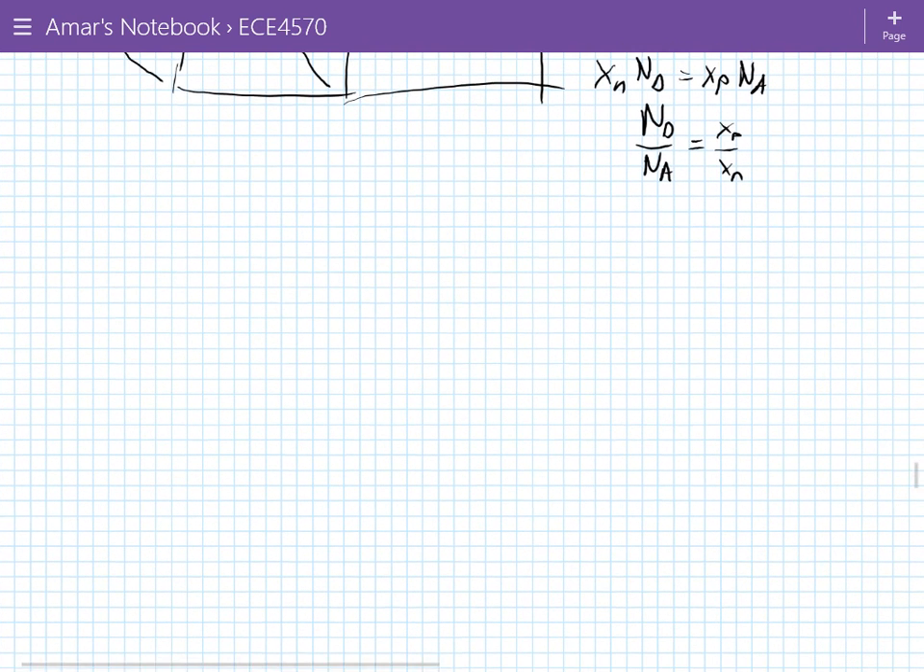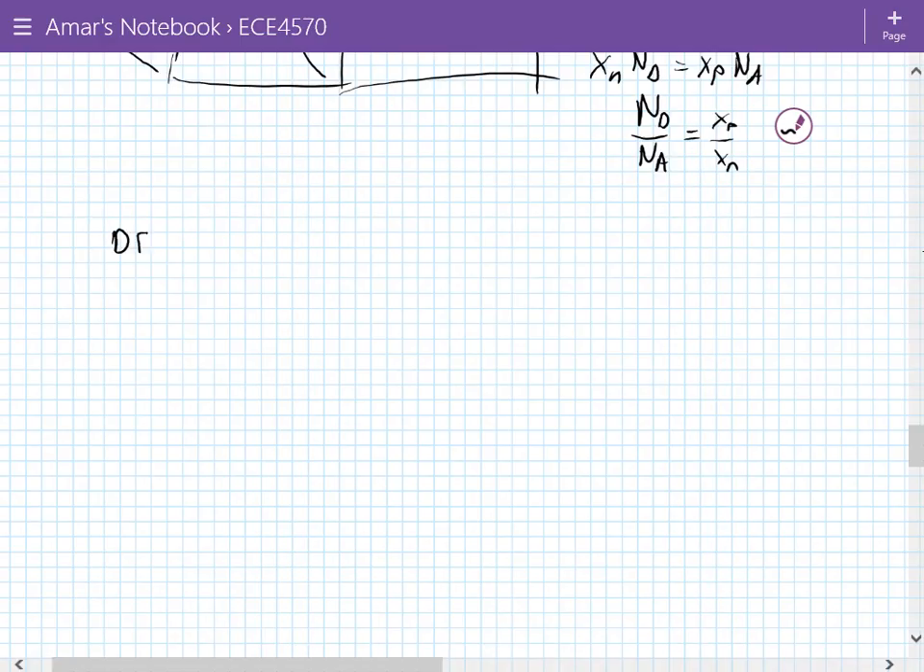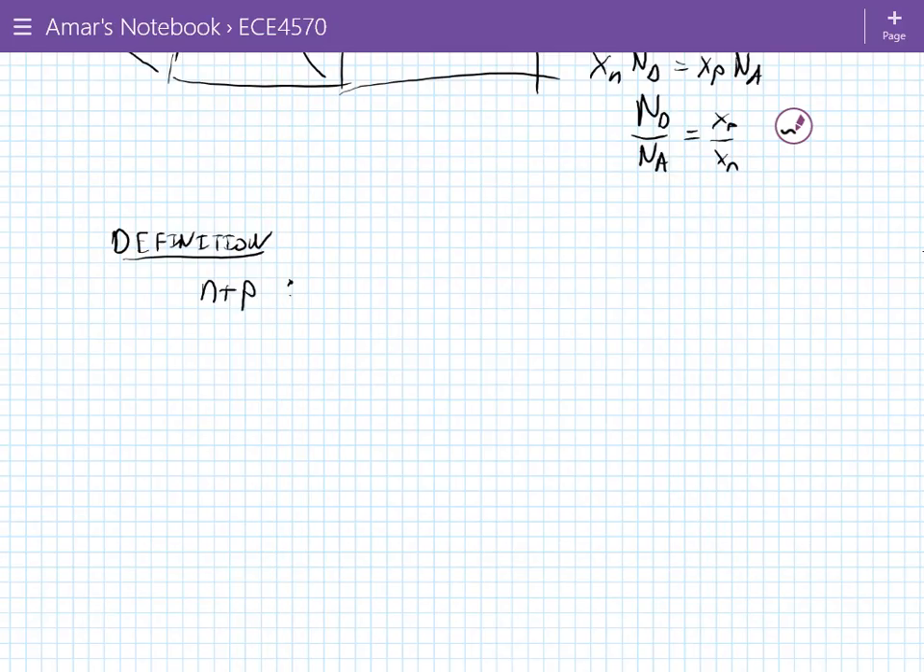So just some definitions. An N plus P junction means that the doping on the N side, Nd, is greater than Na, the doping on the P side of the junction. In a P plus N junction, the doping on the P side is greater than the doping on the N side.